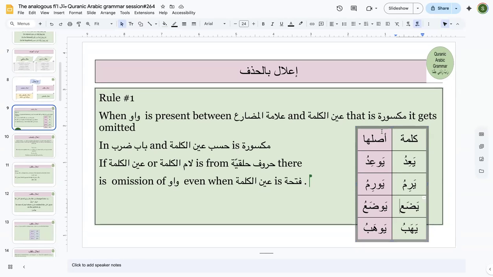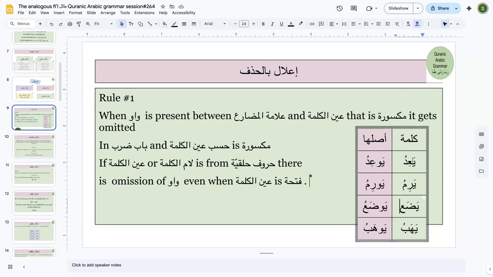Okay, daraba yadribu, hasiba yahsibu. So if your misal wawi is from daraba and hasiba clan, what will happen to waw? It is going to get dropped, right? Anytime your misal wawi comes from daraba or hasiba, you will not find your waw there. The waw that is present between alamatul mudari and ainul kalima that is written with a kasra, the waw has to go. So here, original form was yawidu.